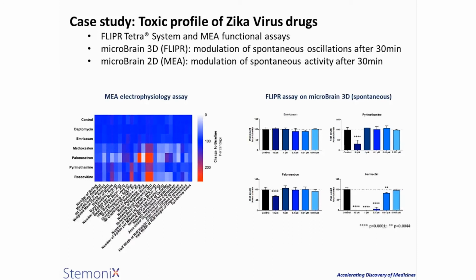That's why the control is the first one, and you can see that daptomycin and the enricasan also keep a pattern that closely resembles the control. But for all the other compounds that were considered safe in the cell viability, you can see that there is a functional toxicity. Moreover, we were able to capture that functional toxicity using the microBrain 3D. The main difference between the multi-electrode arrays and the microBrain 3D is that the throughput of the microBrain 3D, at 3 to 4 wells, is much higher, especially in combination with the flipper.